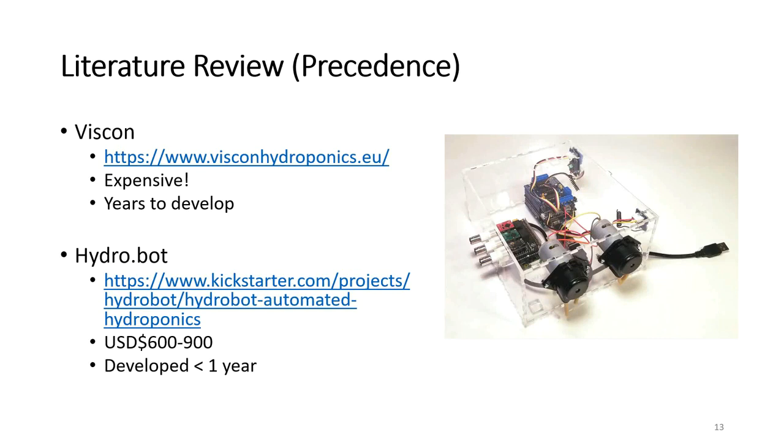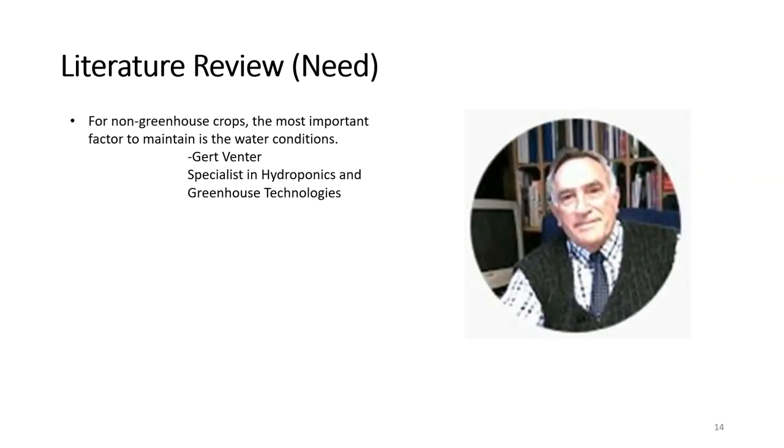However, each of these units costs between 600 to 900 US dollars, which is still quite pricey. Hydrobot seems to have been developed in less than a year. Therefore, it should be possible to complete my project within the time frame of 8 months. A big concern is whether or not the system would actually be useful. A specialist says that it is sufficient.